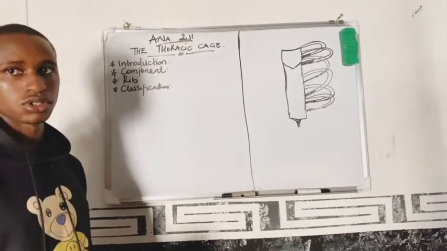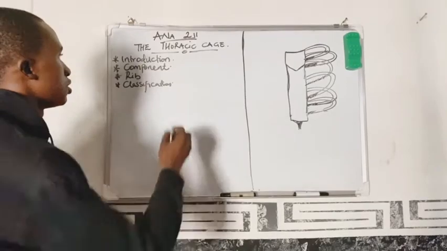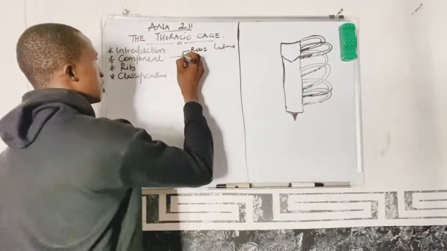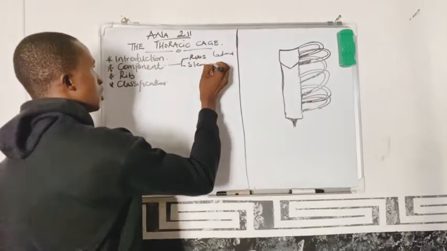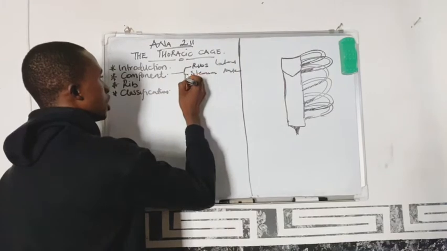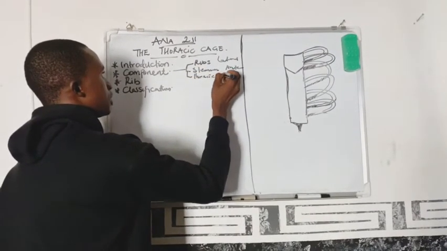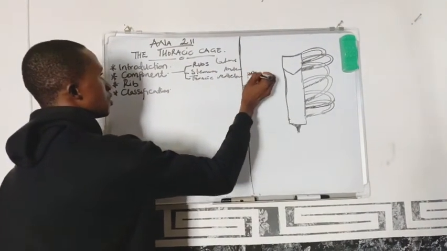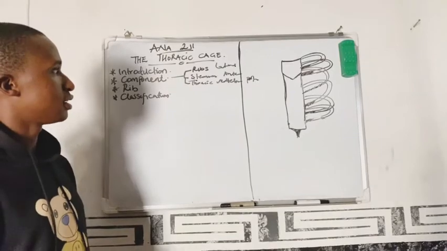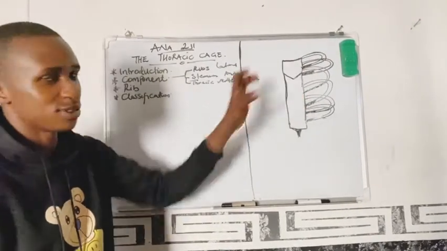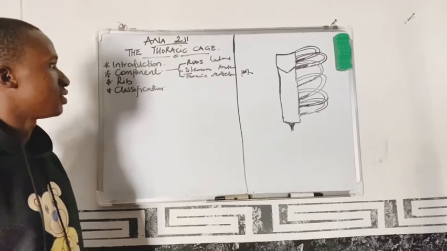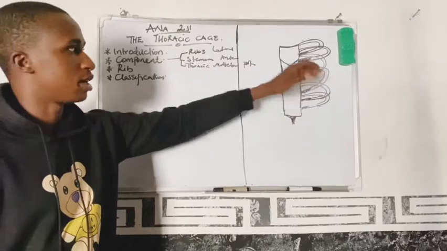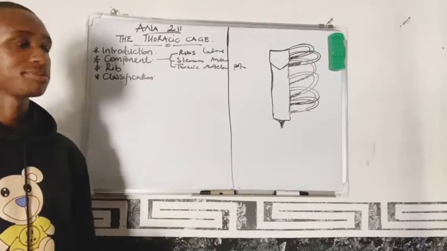These bony structures include the ribs laterally, the sternum anteriorly, and the thoracic vertebra posteriorly. This is a rough representation of the thoracic cage. It shows the sternum anteriorly, the ribs laterally, and posteriorly you are going to see the thoracic vertebra.